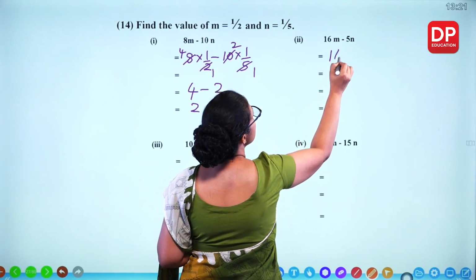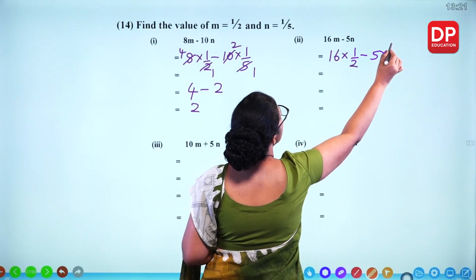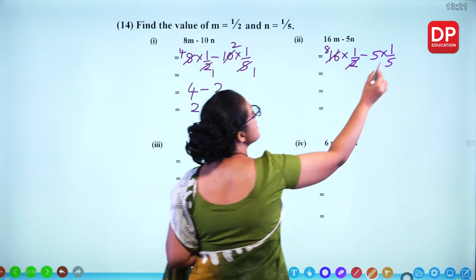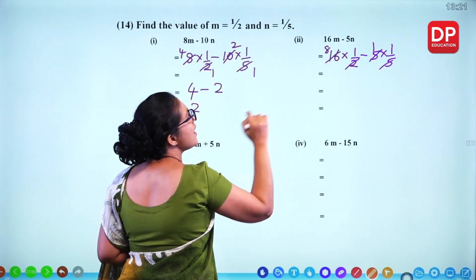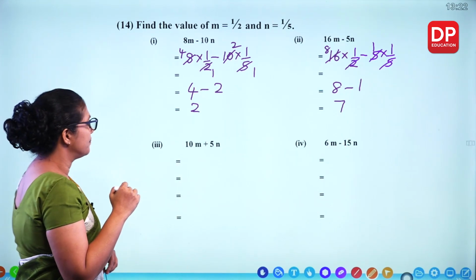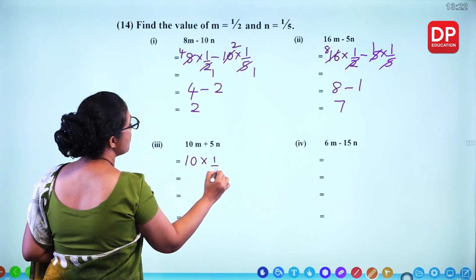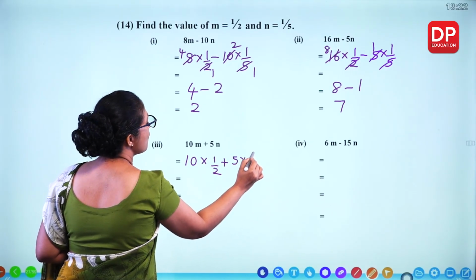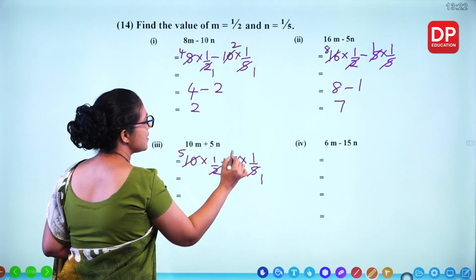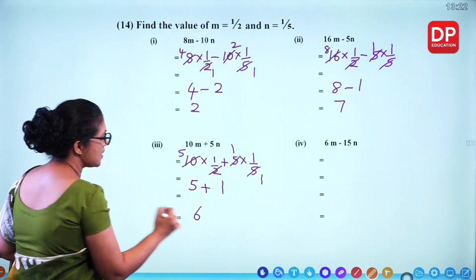Do the same thing. 16m. M is half. N is 1/5. 2 with 16, you get 8. The 5s get cancelled out. 8 minus 1, answer is 7. 10m. M is half. N is 1/5. 2 and 10, 5. 5 and this 1. So 5 plus 1, you get 6.